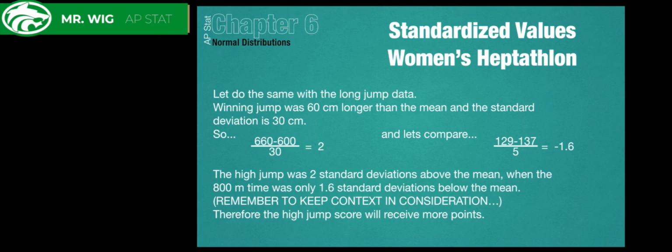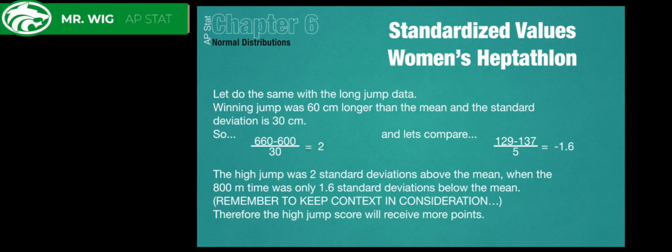How do we know which one's better? Right, which one gets more points? Isn't positive or negative a good or a bad thing? Keep context in consideration. We know that these are both scores in the better direction. We know that for time running, we want lower scores. So this is actually in a good direction, right? So the fact that it's negative isn't really important. The longer the jump is, the better it is. So I'm going to look at just the absolute value of this.